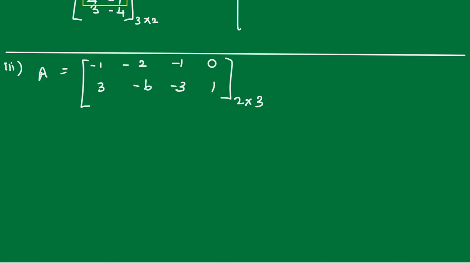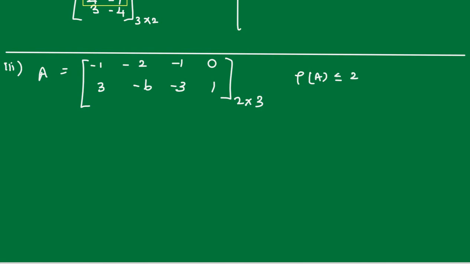Moving on to the third question. The third question is matrix A is equal to [[-1, -2, -1], [0, 3, -6]... -3, 1]. The order of the matrix here, it has 2 rows and 3 columns. Therefore, the rank of the matrix must be less than or equal to 2.